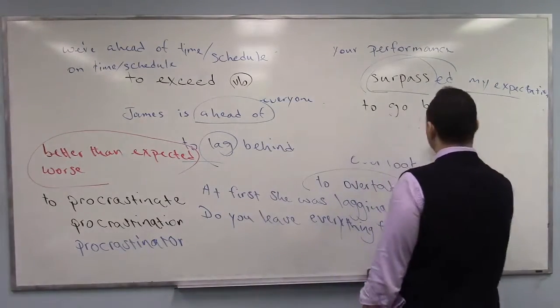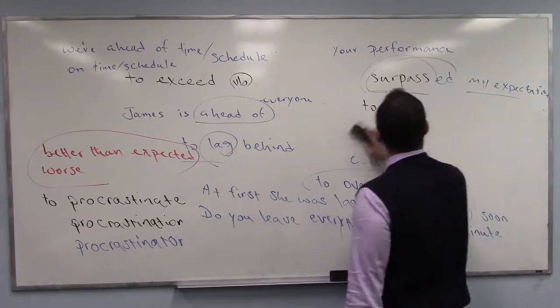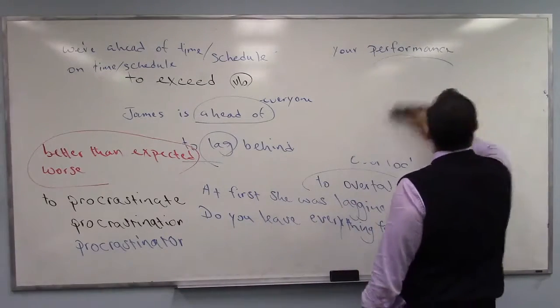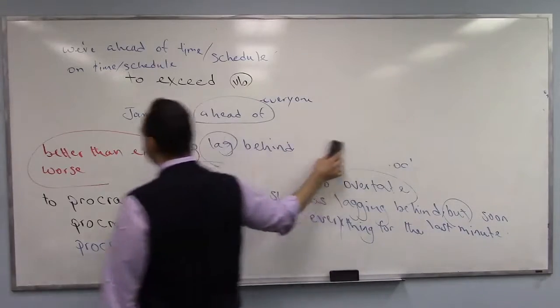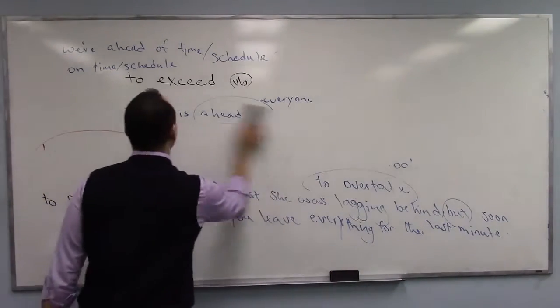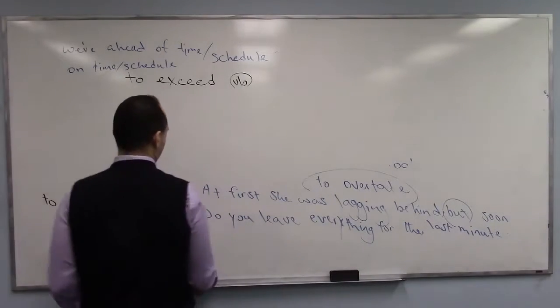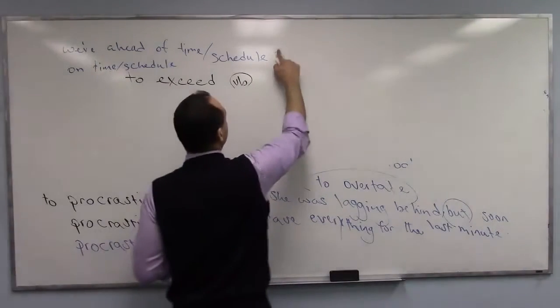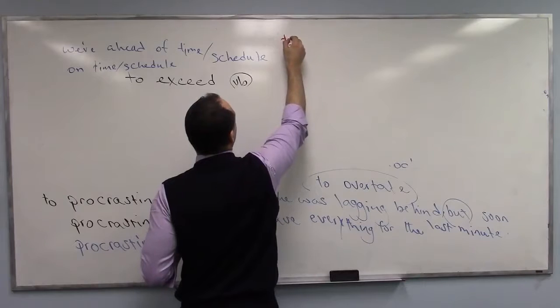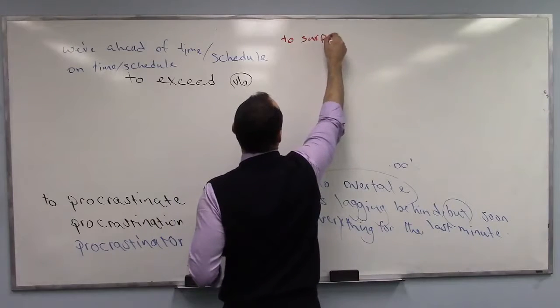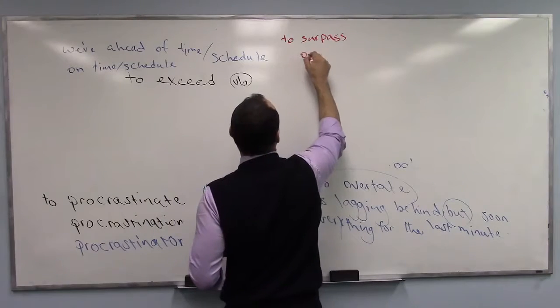She soon surpassed everyone else in her class, right? And that was not Tui. So, better than expected, worse than expected. Somebody's ahead. Now, the word to exceed. I want to keep the word surpass here, still. To surpass. Surpass. To overtake.